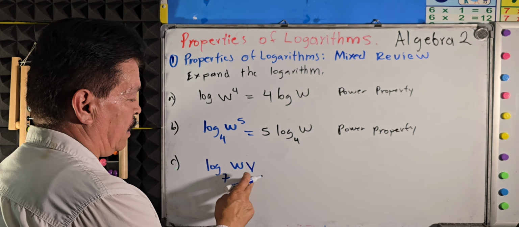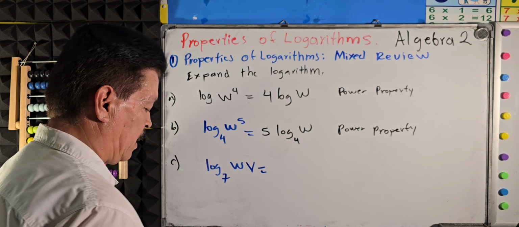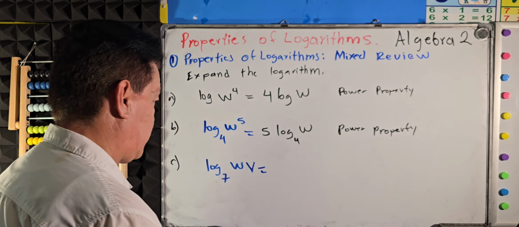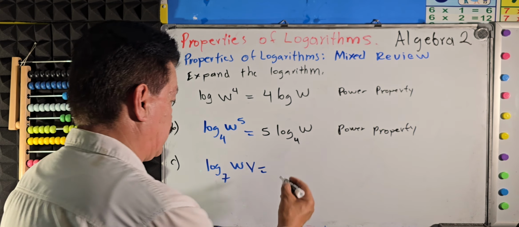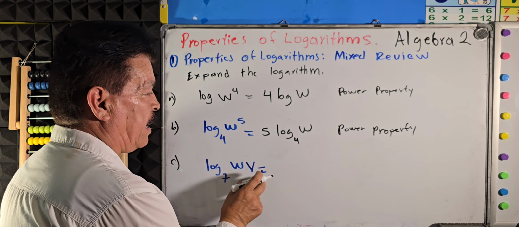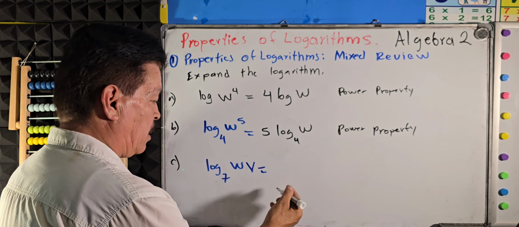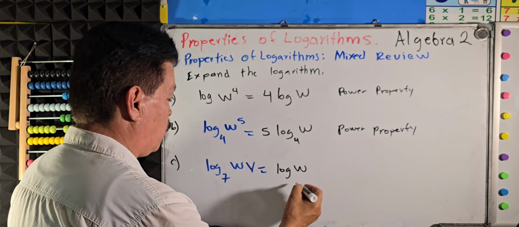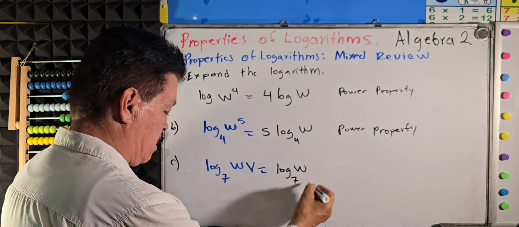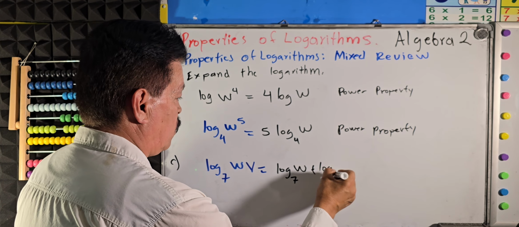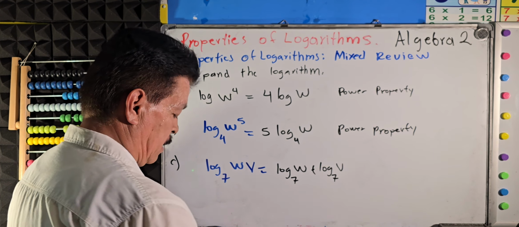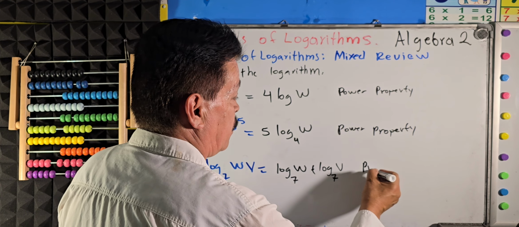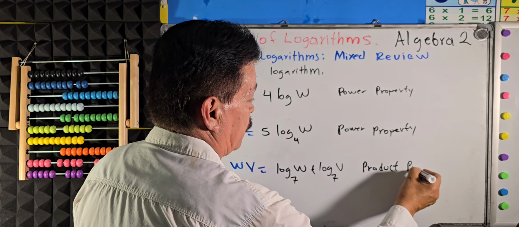Log W times B with the base 7. Okay, so here in this case, this is multiplication, a product. So let's write log of W with the base 7 plus log of UV with base 7. So this is with which property? Product property, right? Product property.